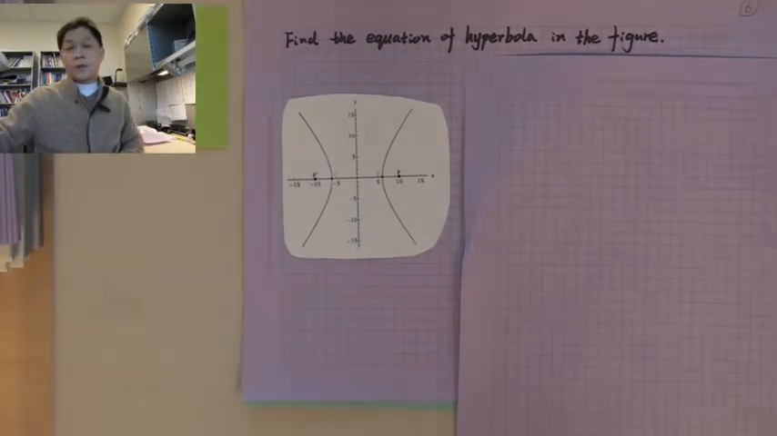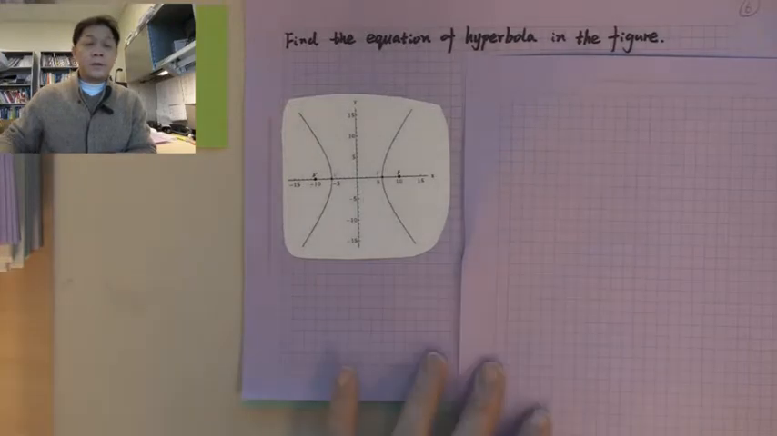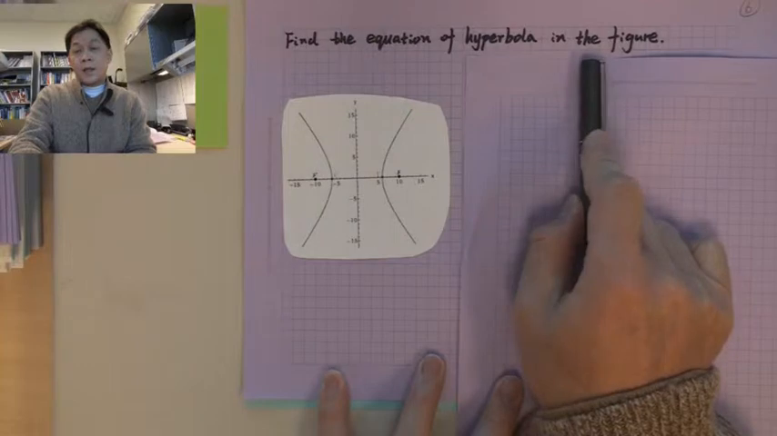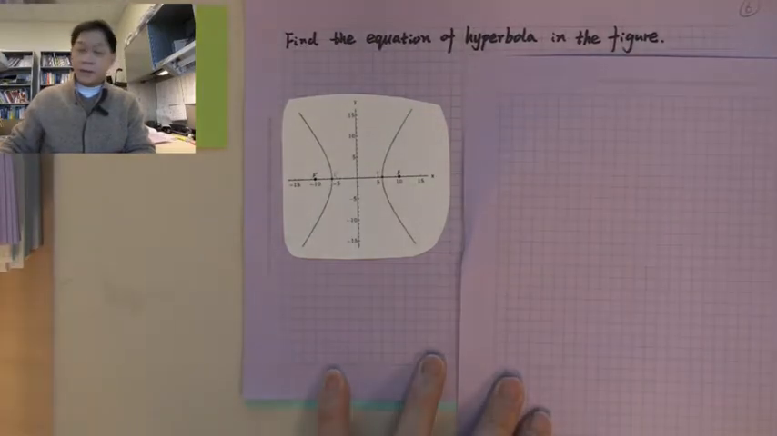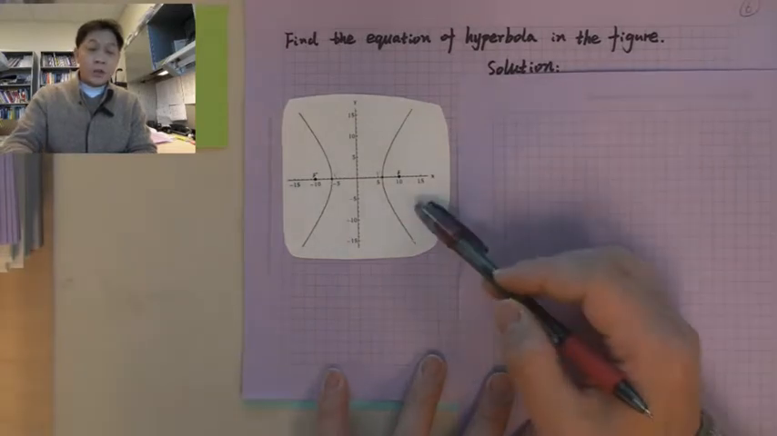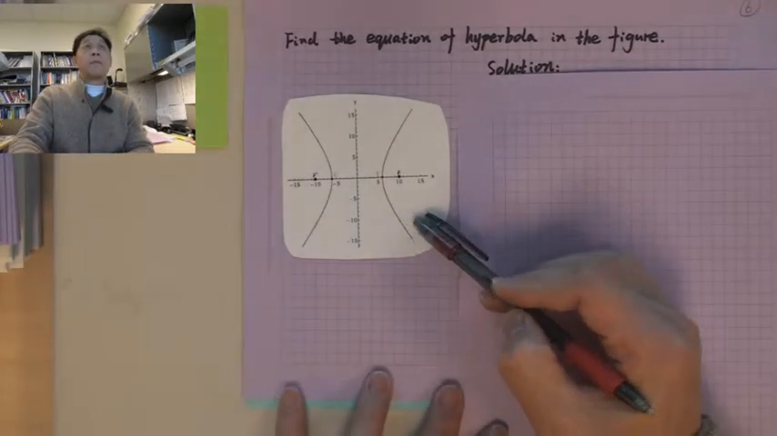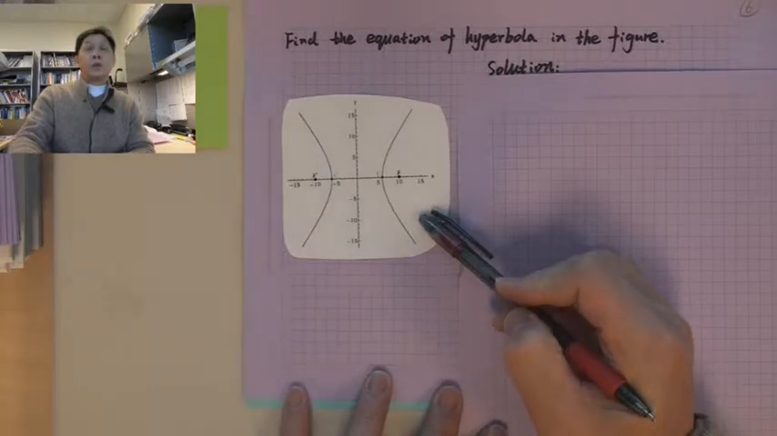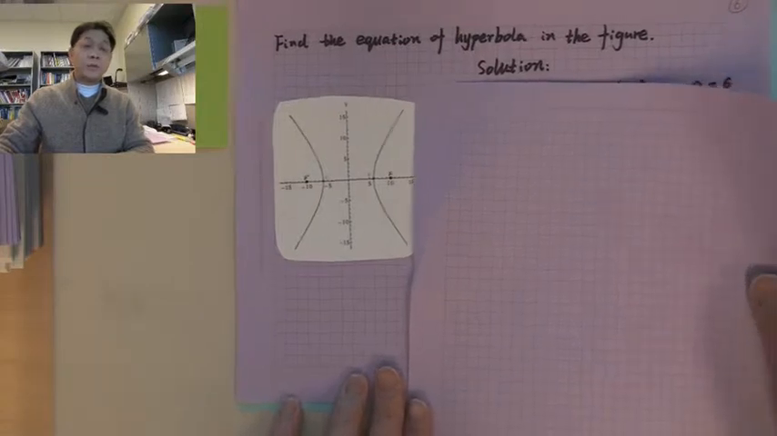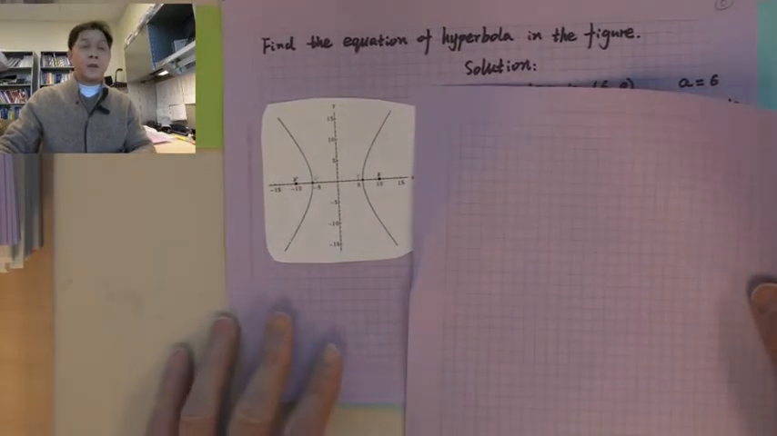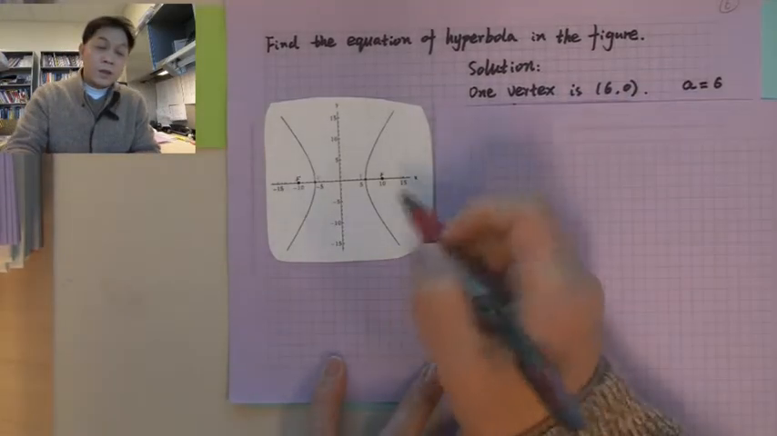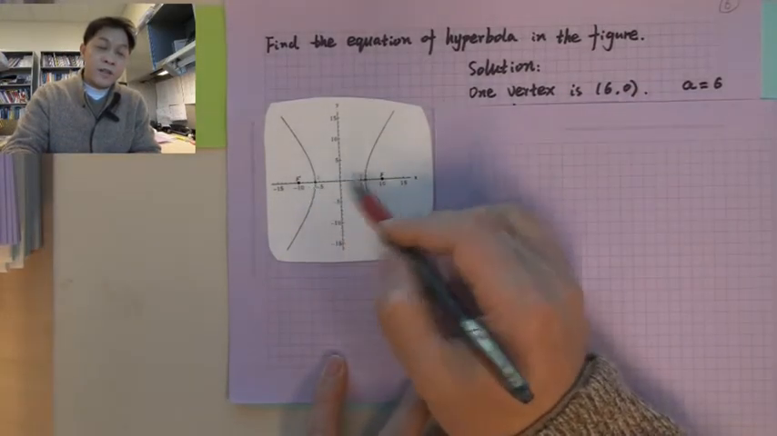In this lecture, we will do an example: find the equation of the hyperbola in the figure. That means the picture of the hyperbola is given. What we would like to do is find the equation. Here are the steps. We see the two vertices.